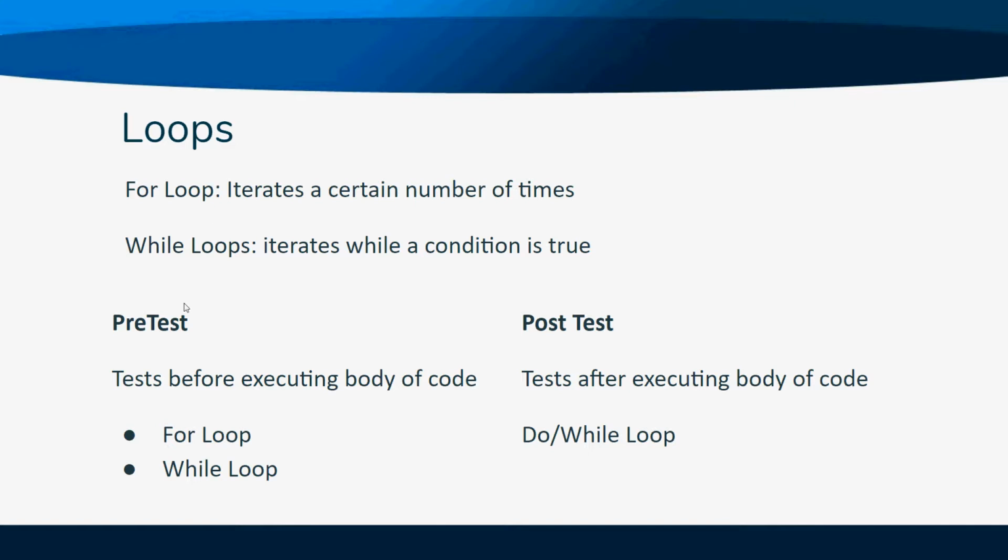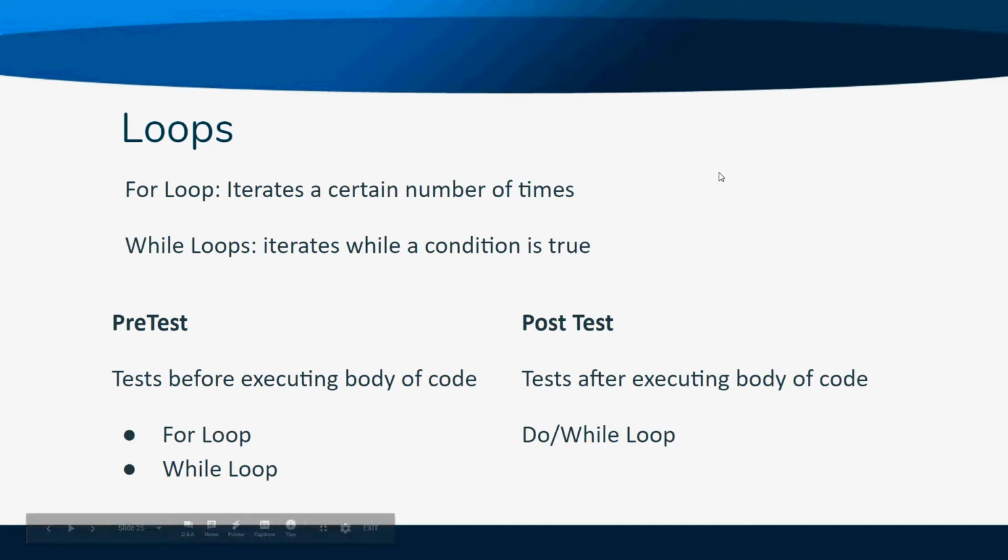Now you can also change that to a pretest or a post-test loop. A pretest tests first and then executes the code. So a for loop is always a pretest loop. When you say it's going to go 10 times, it's going to go 10 times. But a while loop can either be a pretest loop or a post-test loop, and it depends on where you put the condition. If you flip it upside down and put the condition after the body of the code, it becomes a do while loop, a test at the bottom.